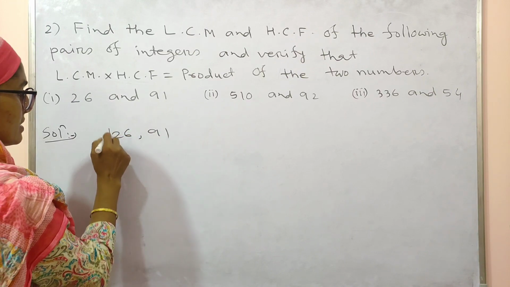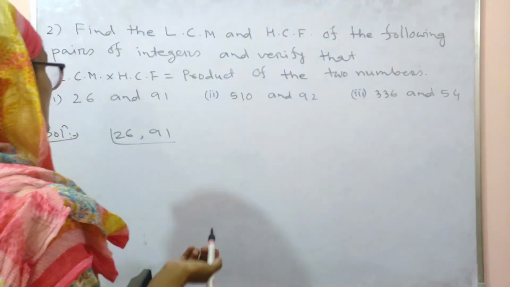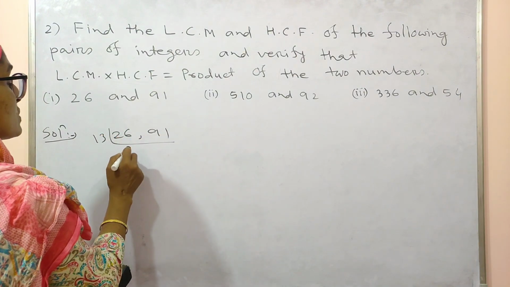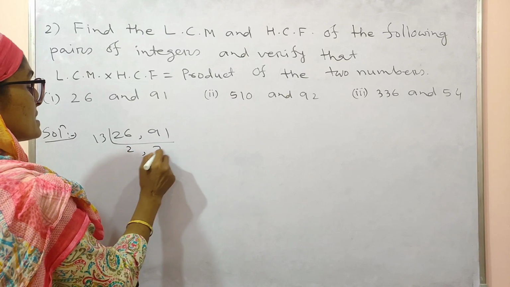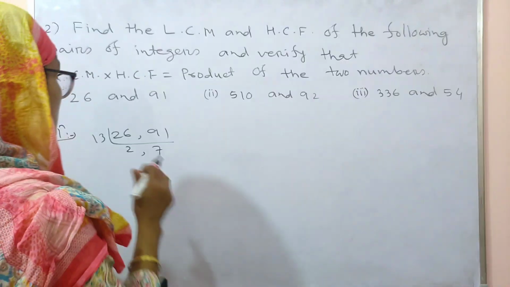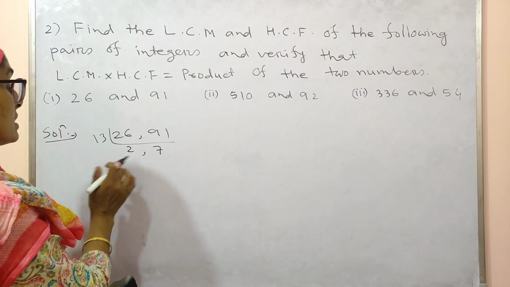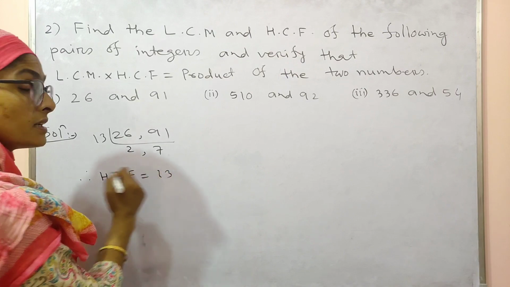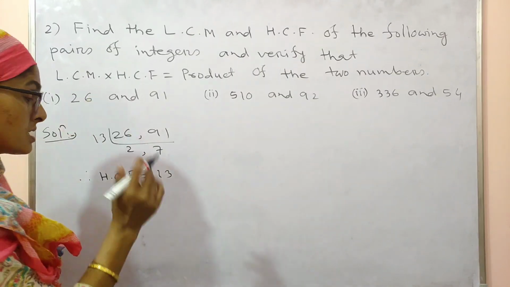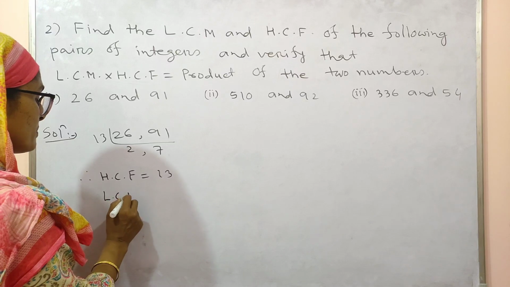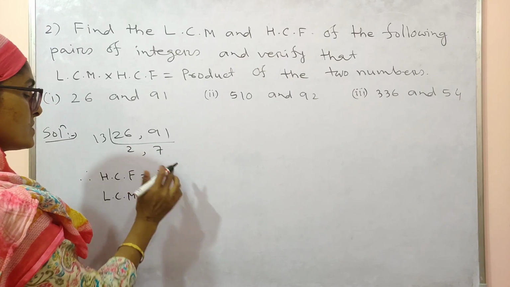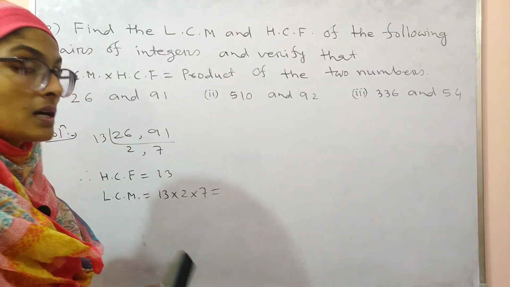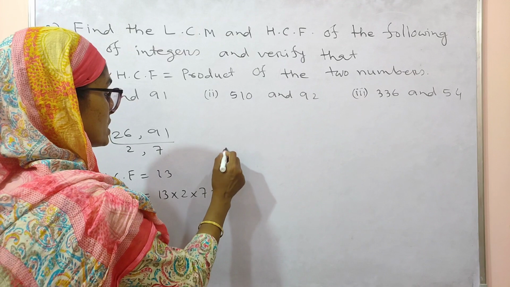26 and 91. First you have to say which number divides both the numbers. Say 13. 13 2s are 26. 13 7s are 91. So this one is common. Therefore HCF equals 13. This 13 is the HCF, and LCM is the product of the remaining: 13 into 2 into 7. So you will get 13 into 14.